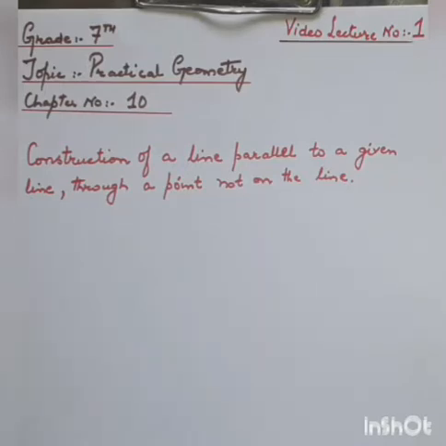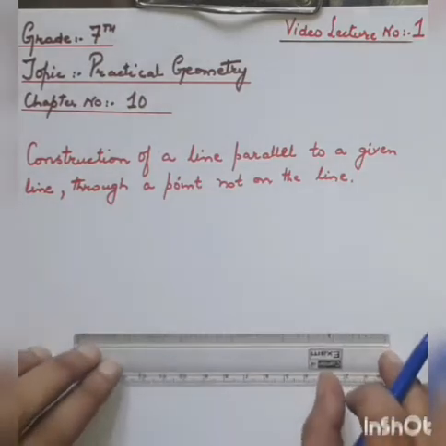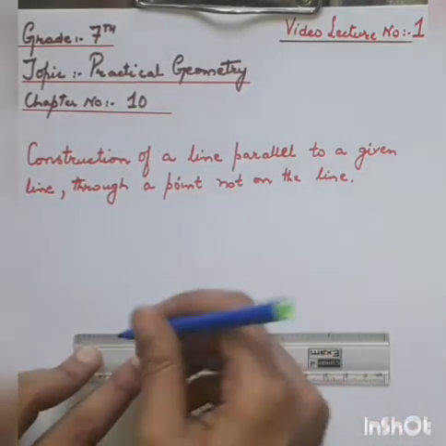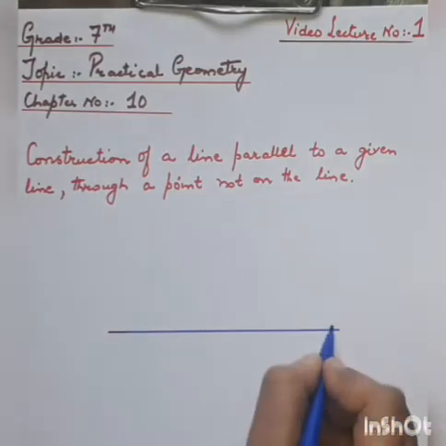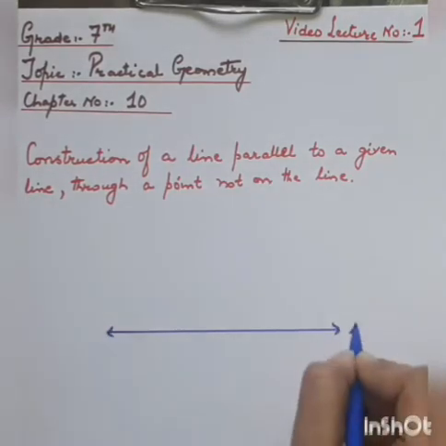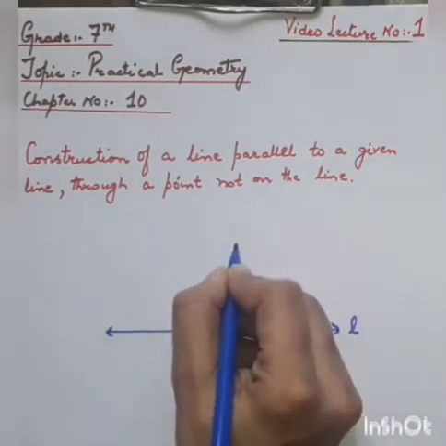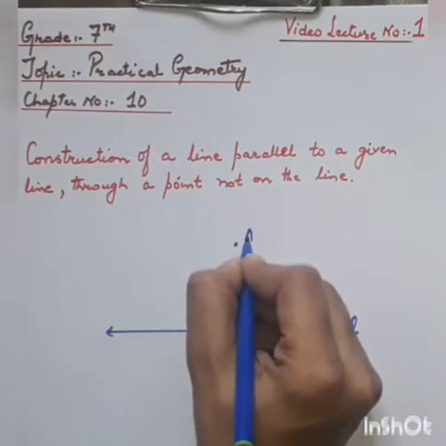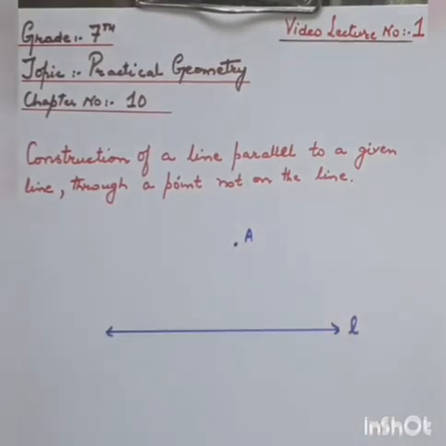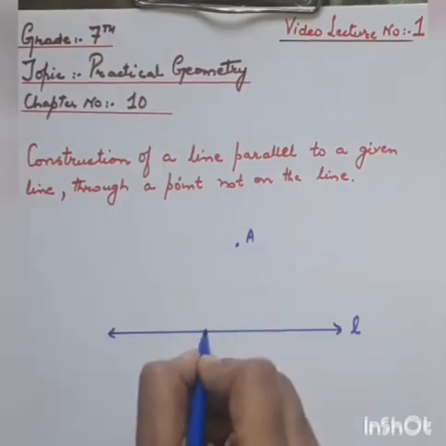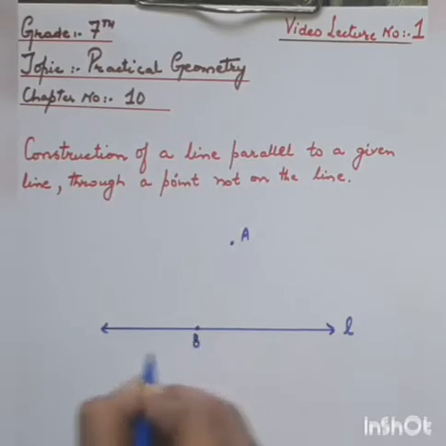So students, step first is I'll take a line. See, this is a line L, suppose. This is line L. Now after this, I'll take a point outside this line L. Say, suppose this is a point A outside this line L. Now next I'll take another point, say suppose point B, lying on this line L. This B is a point on this line L.